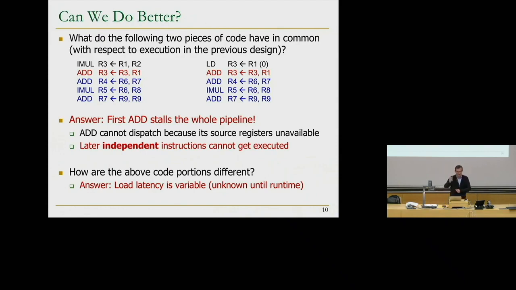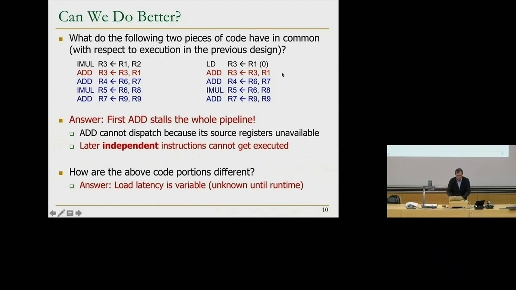And if you want to do the code reordering at compile time, you may not always know the latency. So even multiply latency could be variable, but load latency is a lot more variable because you may hit in the cache, it could be 3 cycles, 1 cycle. You may hit in the next level cache, it could be 40 cycles. You may hit in the next level cache, it may be 80 cycles. And you may miss all levels of cache and have to go to memory. It could be 650 cycles in Xbox 360, if you remember.